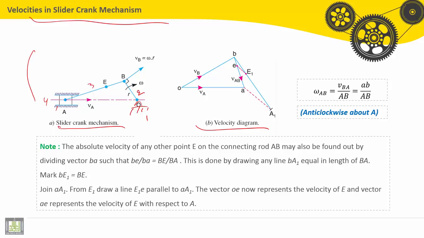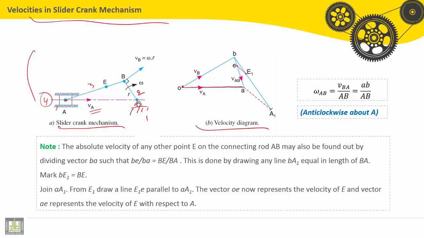Steps for drawing the velocity diagram are the following. We will start here by drawing point O. After that, the piston point A here has a velocity VA, linear velocity or linear motion here. We have to draw VA with a suitable scale here, and parallel to VA.